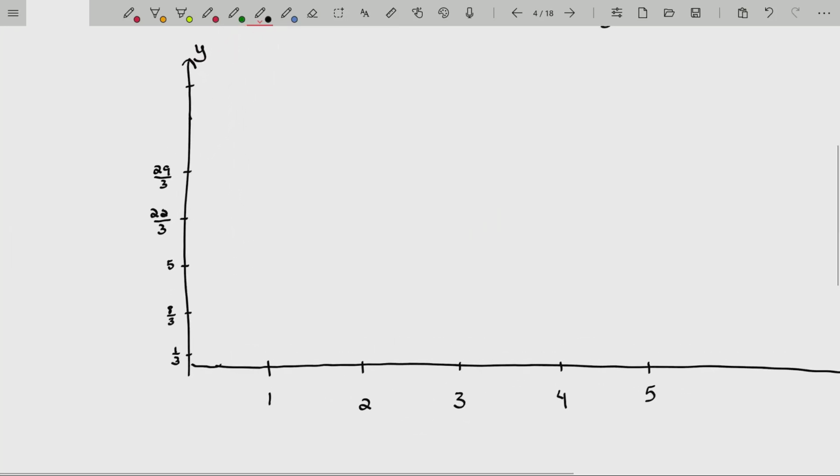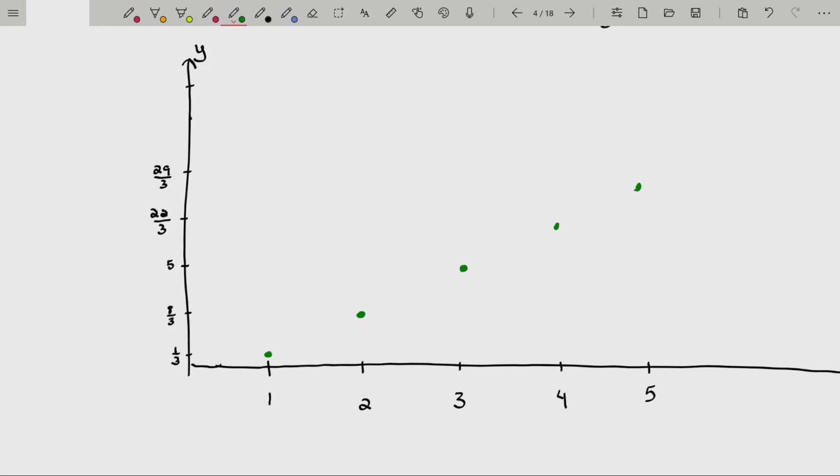And if I were to plot these values, I would say, okay, well, when I plugged in 1, I got out 1/3. When I plugged in 2, I got out 8/3. When I plugged in 3, I got out 15/3. When I plugged in 4, I got out 22/3. And when I plugged in 5, I got out 29/3.